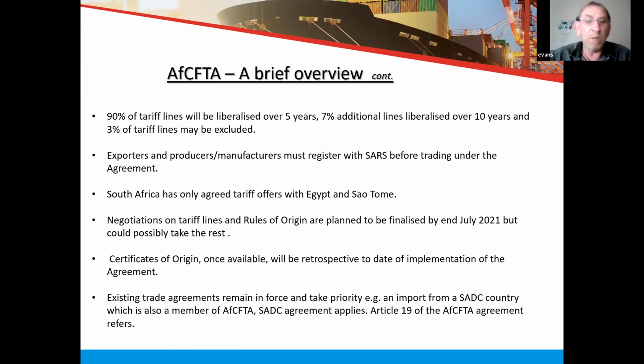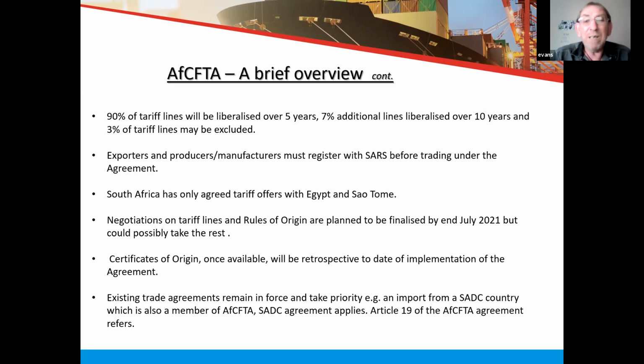So all of those must be negotiated. What we do know is that when those certificates of origin become available, they will be made retrospective to the date of implementation of the agreement. So what would that mean, for example, if you want to import something from Egypt at the moment, but there are no certificates of origin in place? So how would you use the preferential rate of duty? Well, the way I understand it is that you can't.